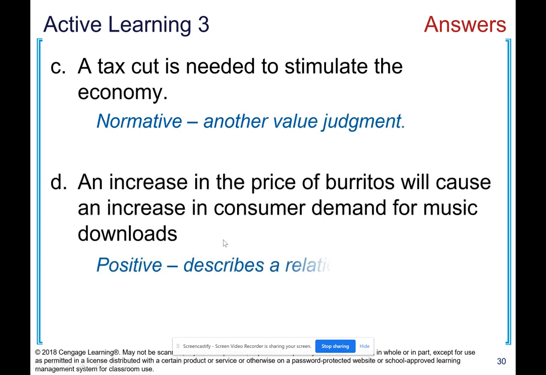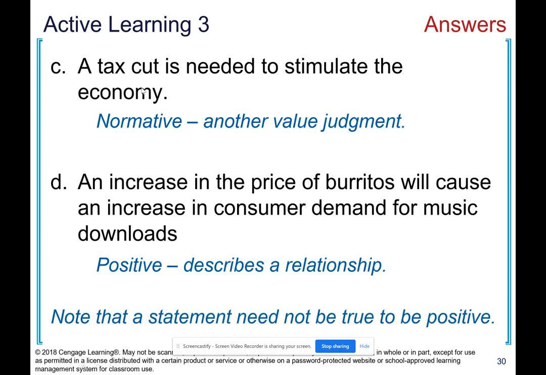Number C, a tax cut is needed to stimulate the economy. Needed will give that statement out. That's a normative statement, another value judgment. Number D, an increase in the price of burritos will cause an increase in consumer demand for music downloads. That is a positive statement. It describes a relationship.